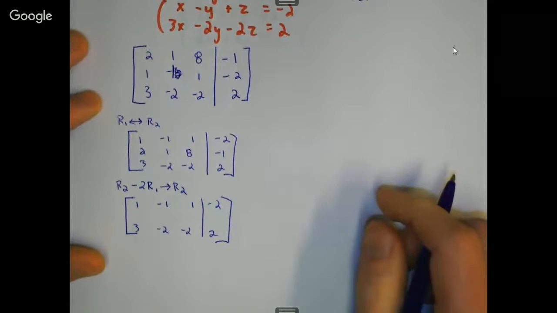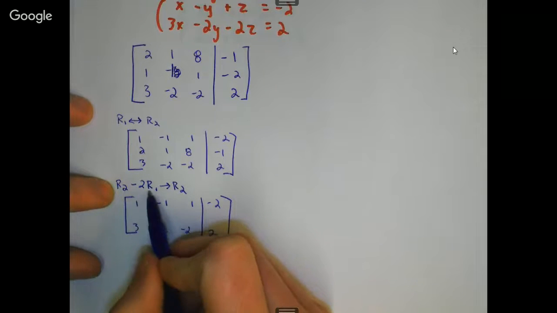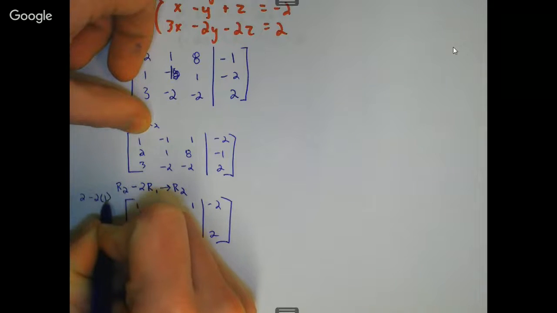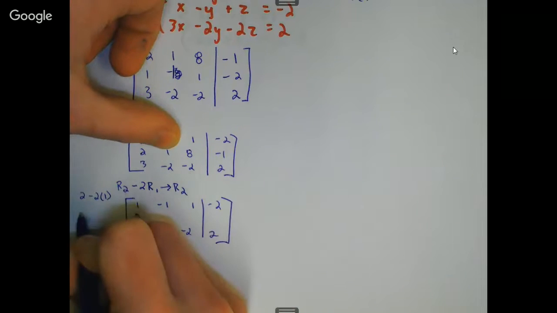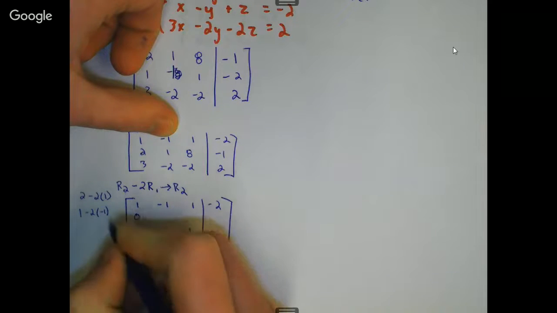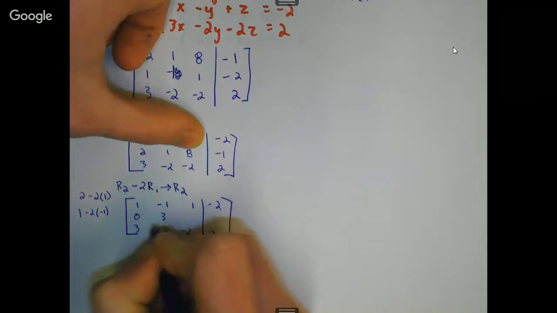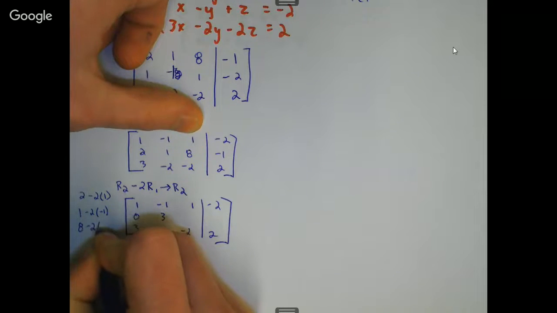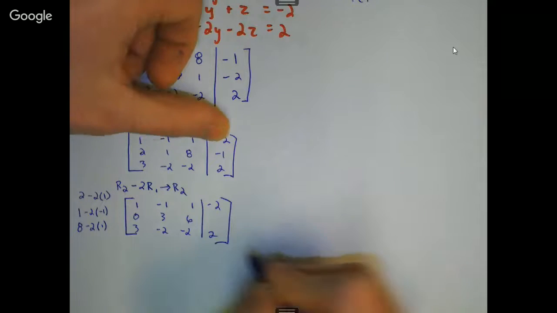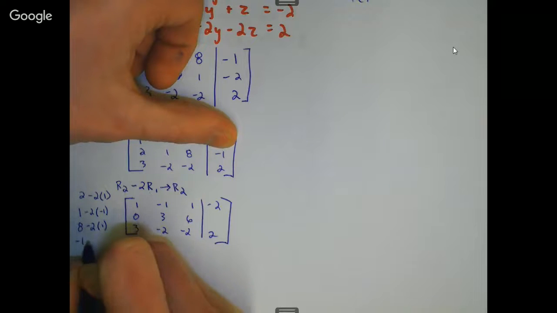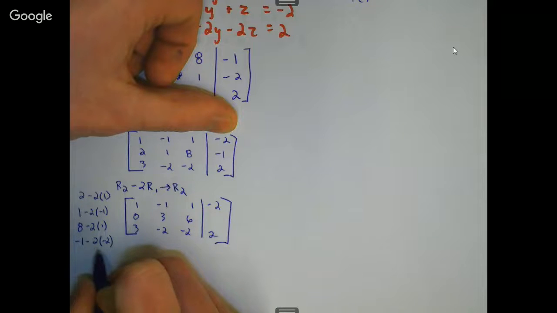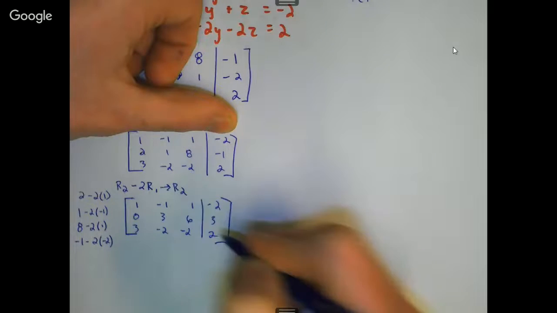Okay, so we're going to take row 2 minus double row 1. So row 2, which is 2, minus double row 1, which is 0. Row 2, which is 1, minus double row 1, which is 3. We're going to take 8 minus double 1. So that's 8 minus 2, which is 6. Then we have to do our answer. So that's -1 minus 2 times -2. So that's -1 plus 4, which is 3.